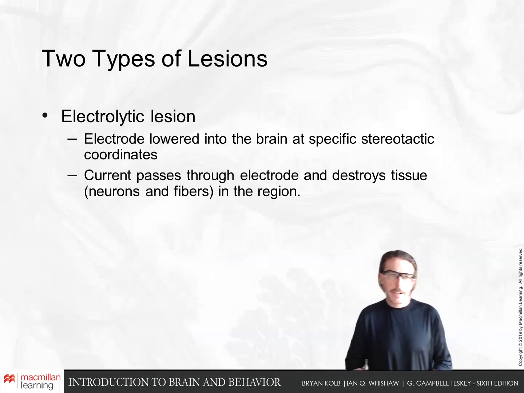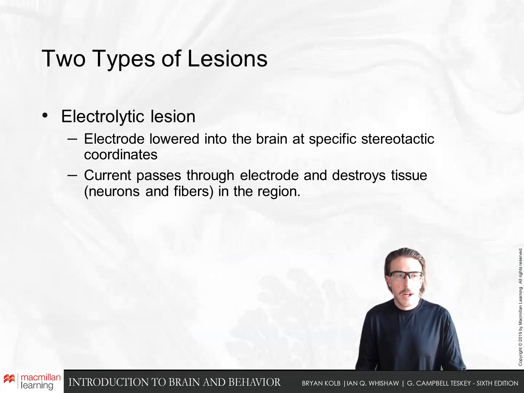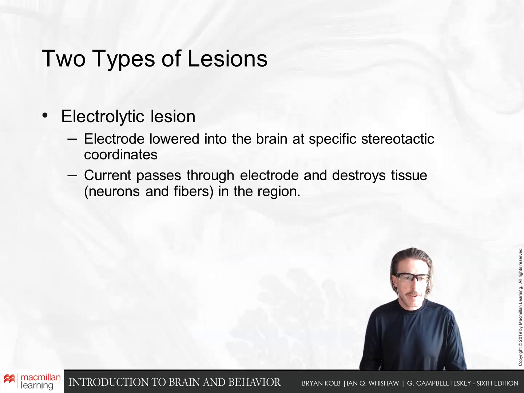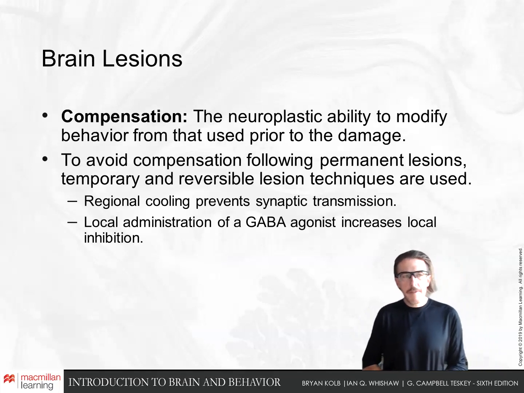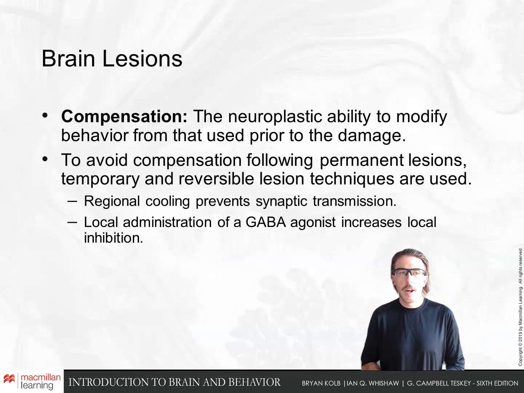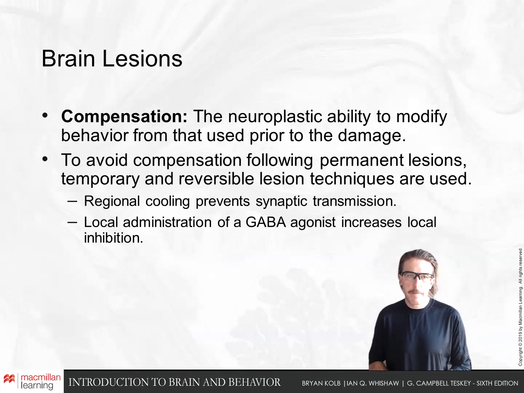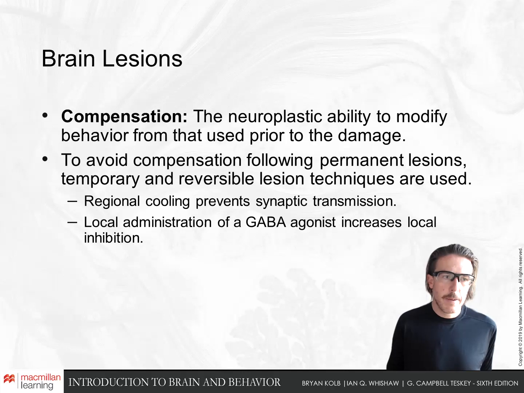Researchers can also use electrodes to lesion the brain. They can lower the electrodes in and pass current through at a sufficient voltage and amplitude that they can destroy the tissue in the region. Now, after these lesions are induced, and even in human brain injury, compensation occurs. So our brain is plastic and it modifies behavior from that used in the past, and it modifies which circuits it's being used to produce certain behavior.